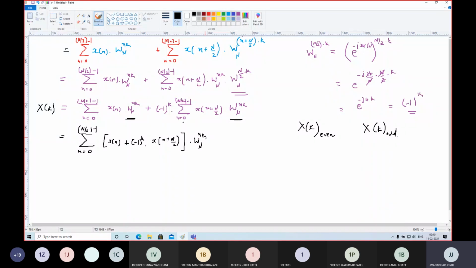Are you okay with this? Can I write it down like this? Say yes or no. Yes, sir. Anybody have any problem to accept this form of equation?